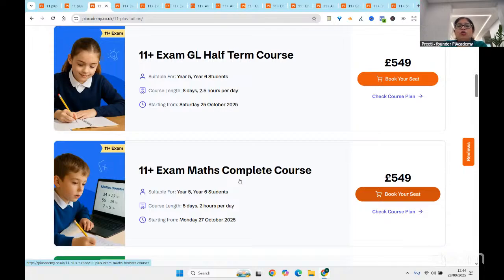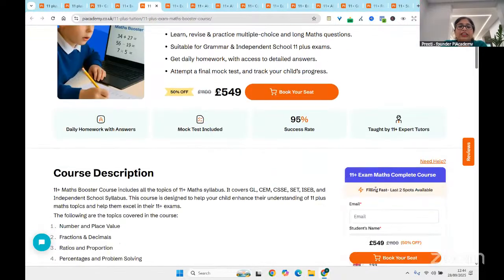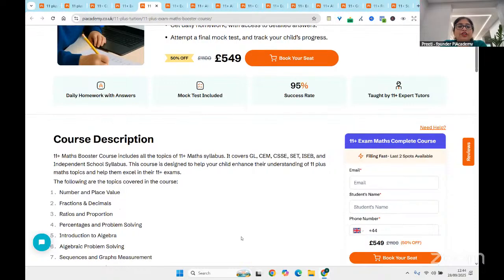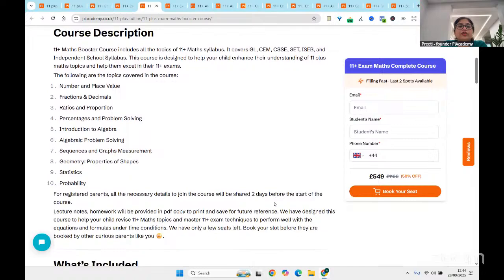I will show you the course details for this particular course. So if you click on check course plan, you can see what is included within this course. There is a daily homework, there is the mock test included, and like I said, whatever topics I have just mentioned to you as a plan of the syllabus, all those topics are covered. It's a pretty intensive course, but this will set the entire work for your child for the rest of the year.